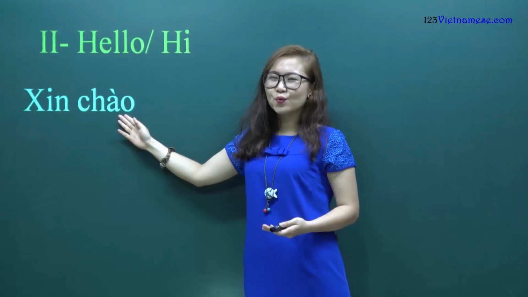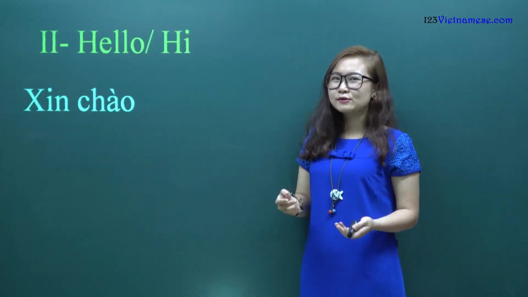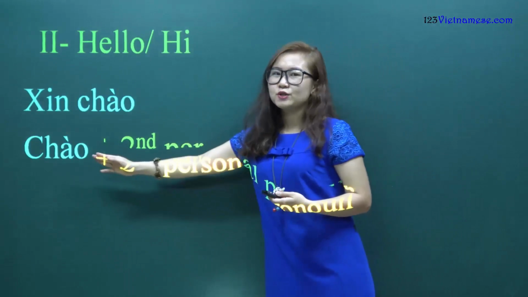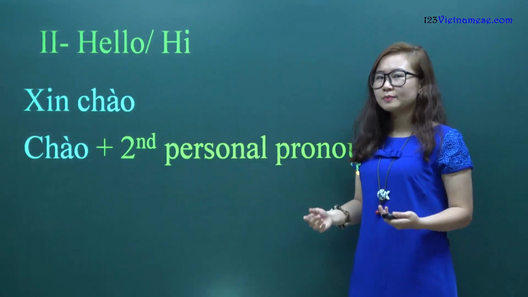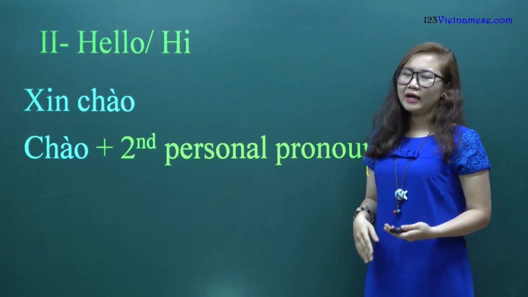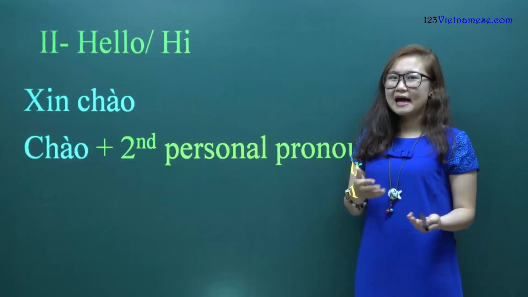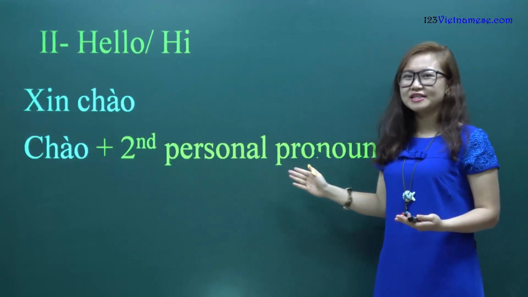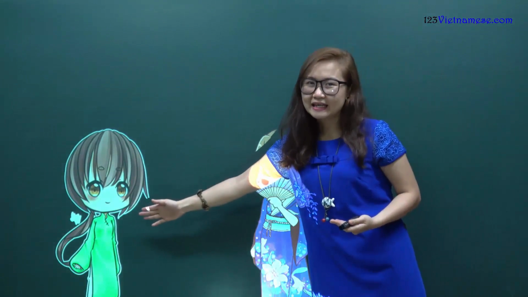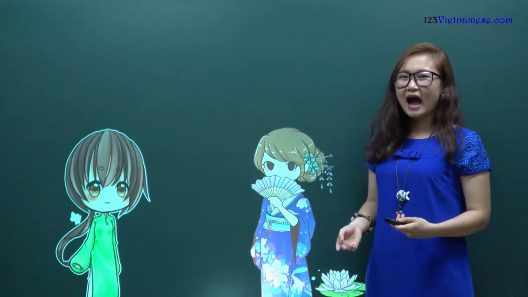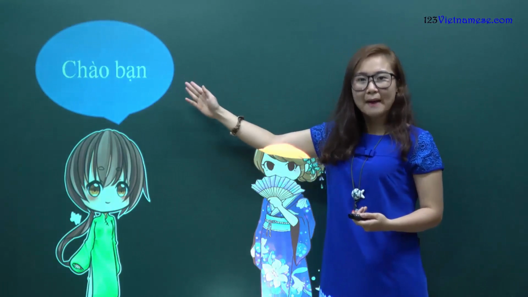Again, one more time. Xin chào. And we have another way to say hello: you say chào and you choose the suitable second personal pronoun. Okay, so now I will give you some examples using these structures, and let's practice with me. Imagine this is me, a Vietnamese girl. When I meet someone who is around my age, what will I say? I will say chào bạn.